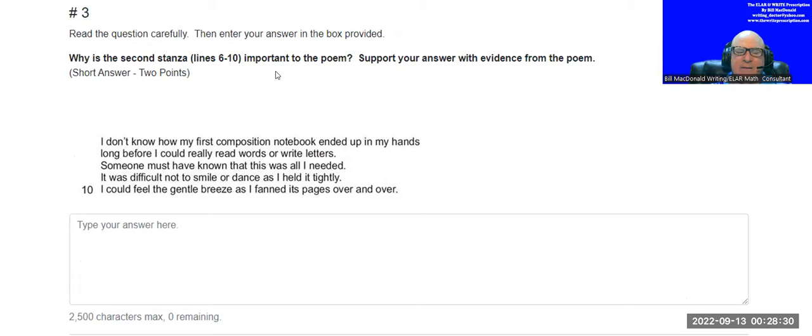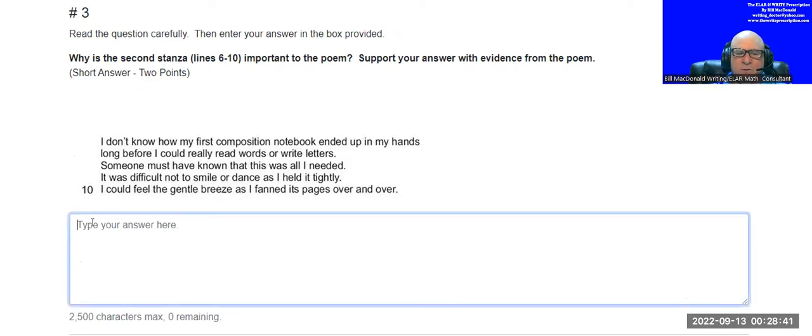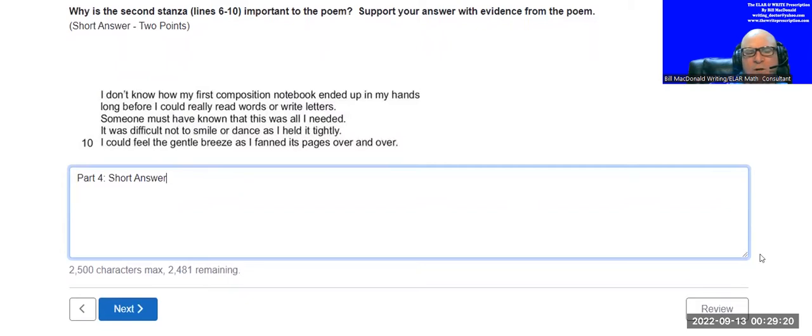Why is the second stanza, line 6, important to the poem? Support your answer with evidence. So this is one of those ones that's a short answer. So we're going to write here part 3 for those that are interested. Sorry, part 3 is constructed. Part 4 will be on short answer questions using the red light and the yellow light as the answer to the question and the evidence. So we'll see that one when we go over part 4.